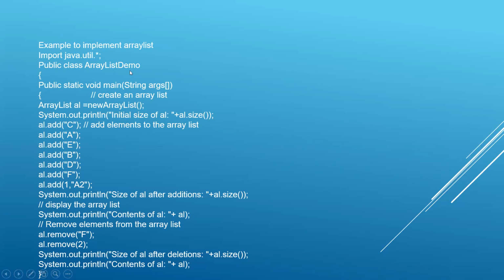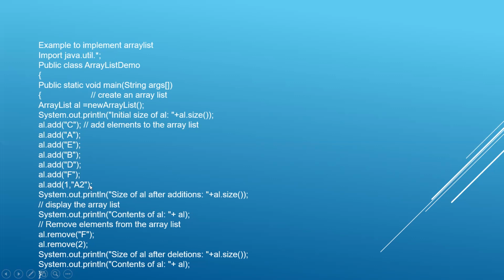One thing we need to remember: whenever we write a collection framework program, we have to import the util package, because the util package contains all the classes and interfaces of the collection framework. From there, we import the classes and interfaces into our program. Here we have created an object AL for the ArrayList class. The first method is add, which is used to add an object into this ArrayList. AL is the object created, add is the method name, and C is the object added. Like that, we are adding some objects into the ArrayList.